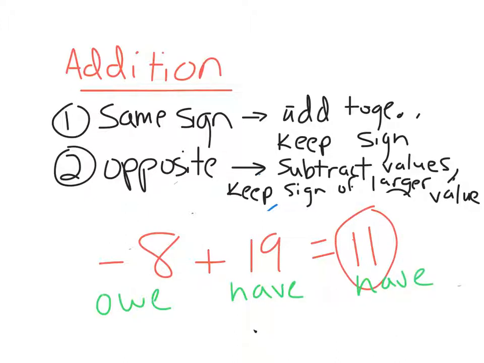So don't forget that with addition. When we're adding two integers, don't forget to take a look at their signs before you do anything. If they're the same sign, we're going to add like we normally do, just add those two numbers together and keep the sign. As a reminder, -5 plus -2 would be -7. Whereas when you have opposite signs, we take the difference between the two values and then keep the sign of the larger value. So I hope that helps with addition.